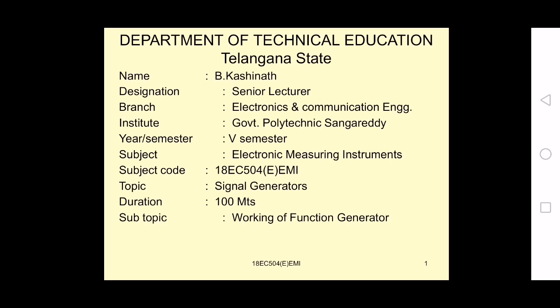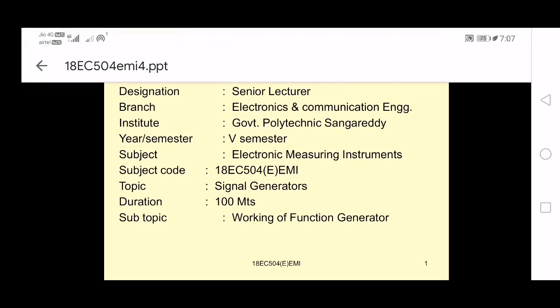Today, I am going to teach the subject electronic measuring instruments, which comes under the C18 curriculum of Telangana State Board of Technical Education, 5th semester. The subject code is 18EC, and it comes under the elective subject 18EC 504, electronic measuring instruments. And the chapter I am going to discuss is the fifth chapter, signal generators.